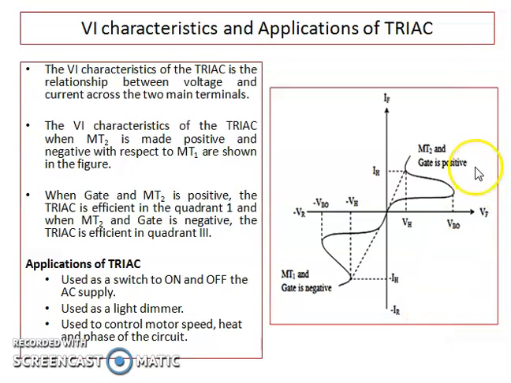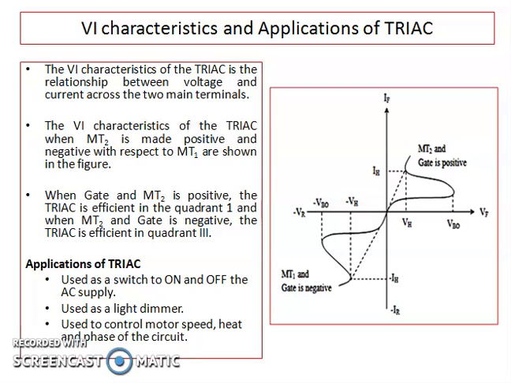The characteristic curve here clearly indicates that in both forward and reverse bias, the characteristic curve resembles the characteristics of an SCR, and depending upon the polarity, whether MT1 and gate are negative or MT1 and gate are positive, we can operate the device in the first quadrant or the third quadrant.